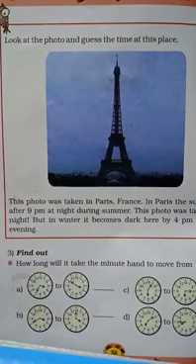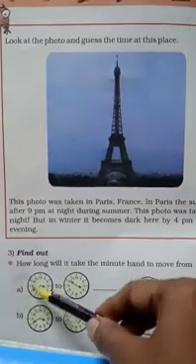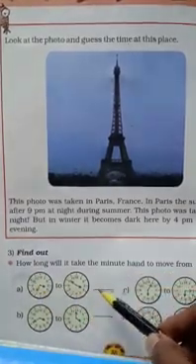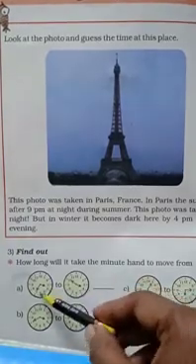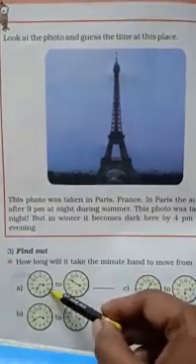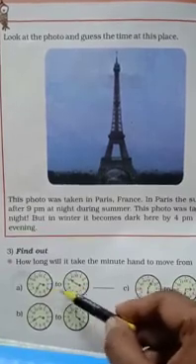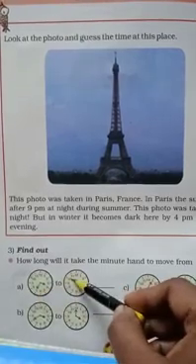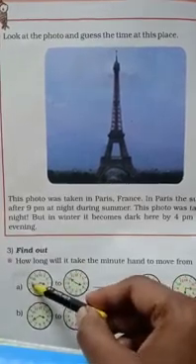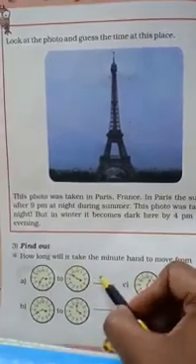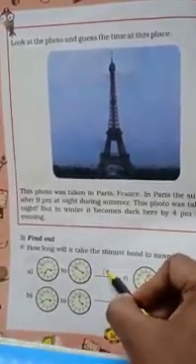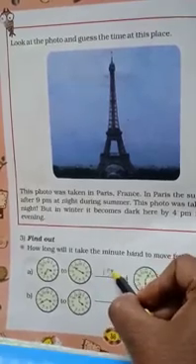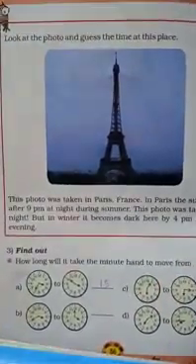Now find out how long it will take the minute hand to move from here to here. See here, there is the first picture and the second picture. Three students here. First one is 4, here also 4, so it is 5. Here it is 7, but here it is 10. So how many minutes? 5, 10, 15. It is 15 minutes.